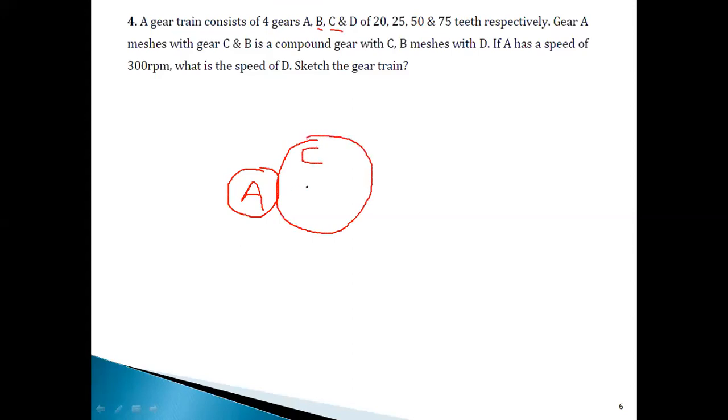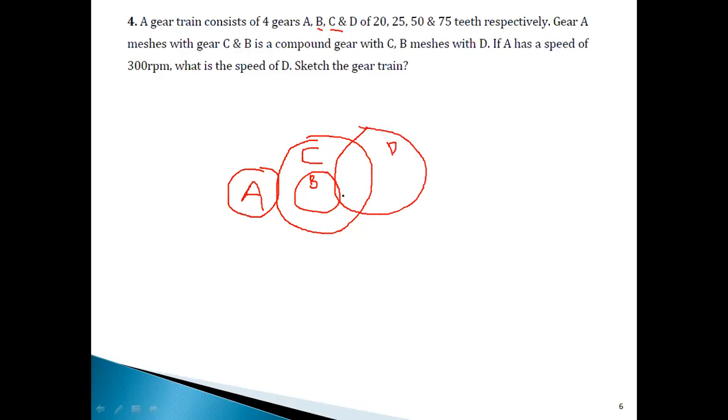The next very important point is gear B is mounted on gear C itself. Yes. Which means the same shaft is there for gear B as well as gear C. So this is our gear B, on the same shaft. And the last thing is B meshes with D. This is the thing. B has to mesh with D.